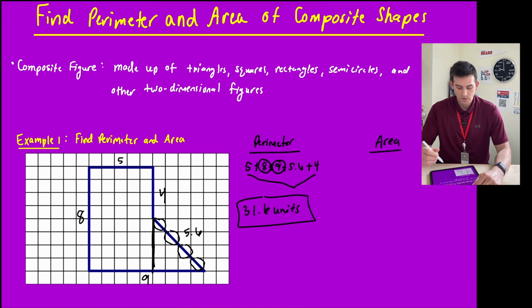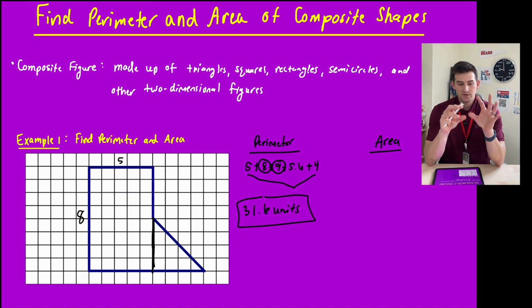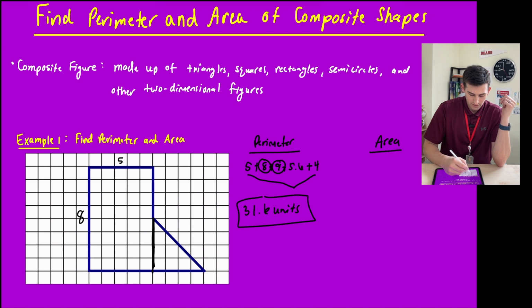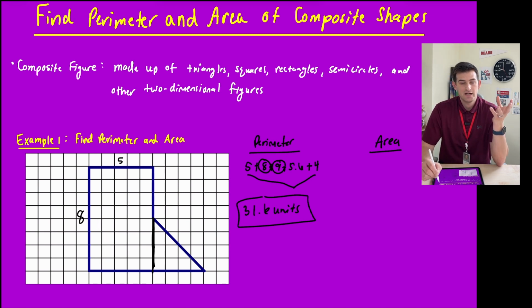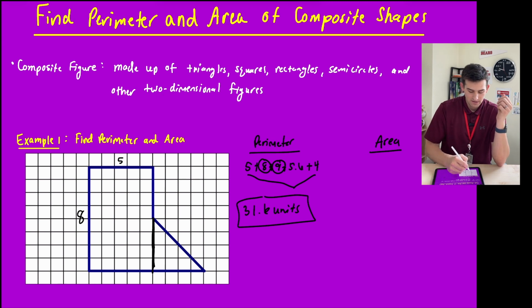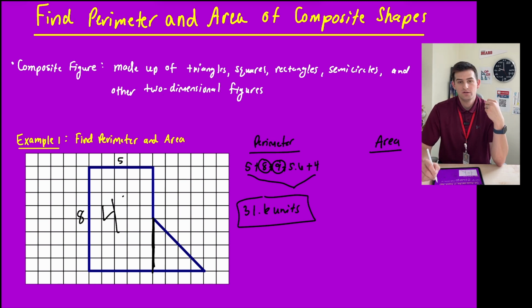Okay, so now area, we do want to separate this shape into two shapes here, okay? So let me take off these little circles here and our measurements for some of these areas. That way we can look a little bit clearer. Okay, now for area, we're just going to find the area of the two shapes and we're going to add them together, right? So if we look at this shape right here, this is a rectangle where the length is 8 and the width is 5, so area equals length times width. That would be 5 times 8, which would just be 40, right?